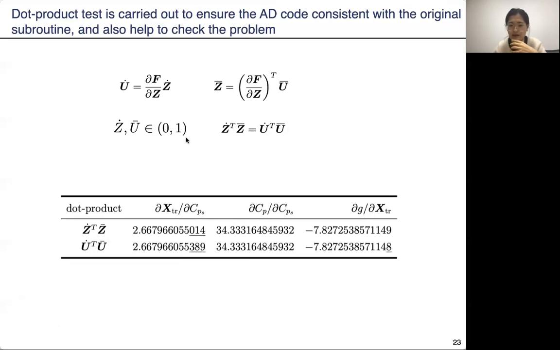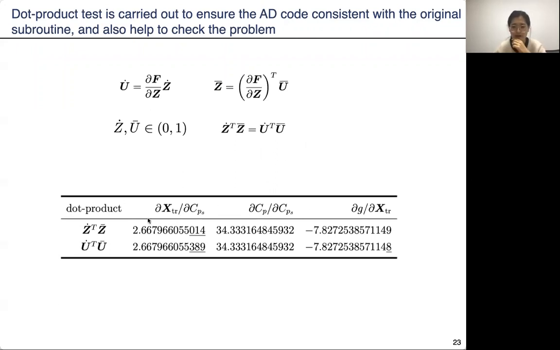More importantly, you know that the coupled adjoint system is very complicated, so we cannot get the right gradients the first time. So when the gradients are wrong, we need to find where the problem is. So the dot product test can be carried out on the suspicious subroutines, and this is very useful in debugging code.